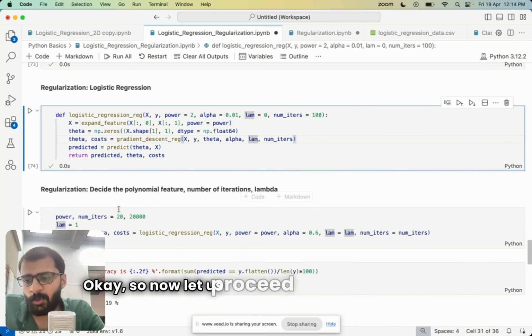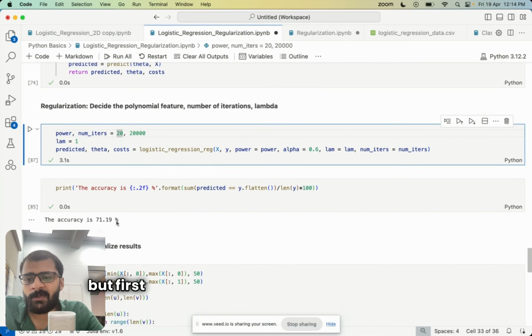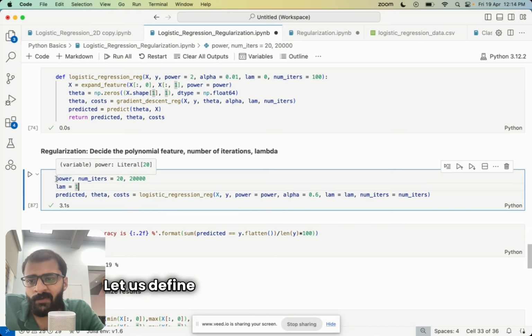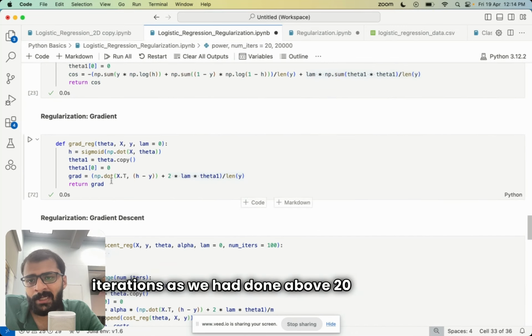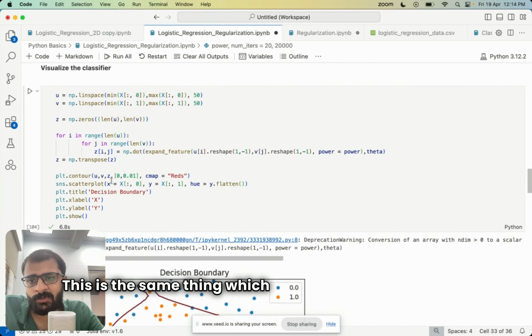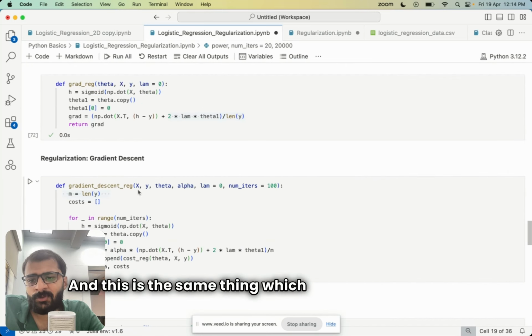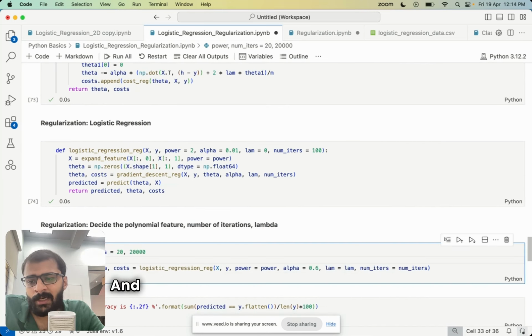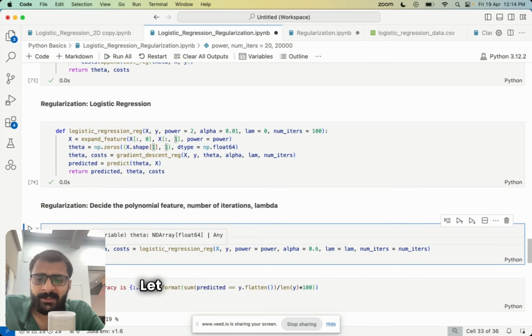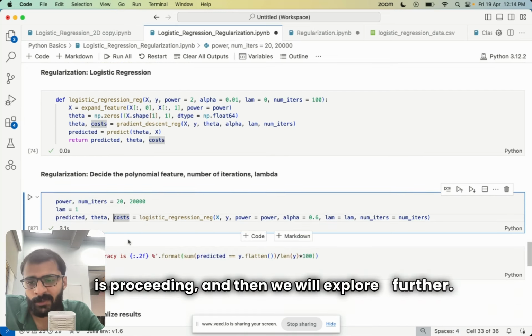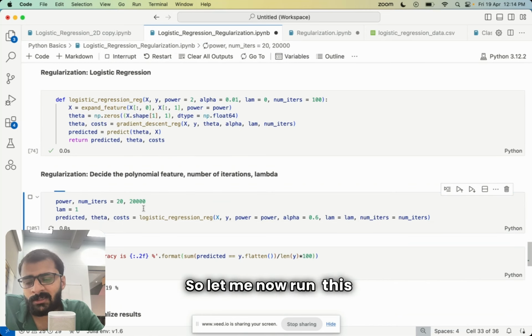Okay, so now let us proceed with the training, but first let us define the hyperparameters here. Let us define the same power and number of iterations as we had done above, 20 and 20,000. This is the same thing which we had done here, correct? And this is the same thing which we'll use here also. And we'll use lambda equal to 1. Let's just start with this to see how it is proceeding, and then we'll explore further. So let me now run this.